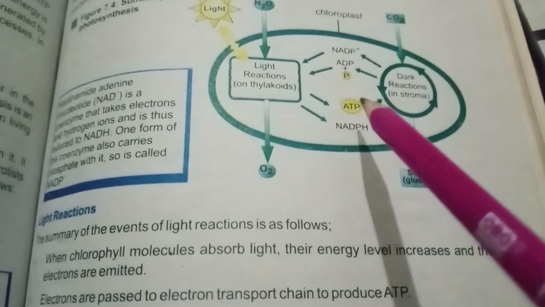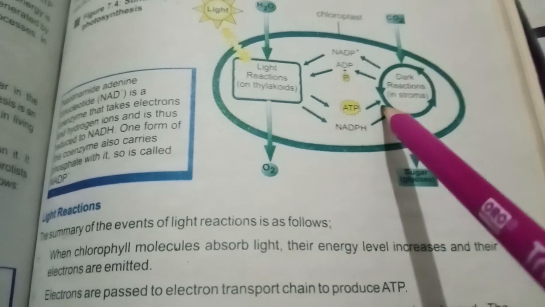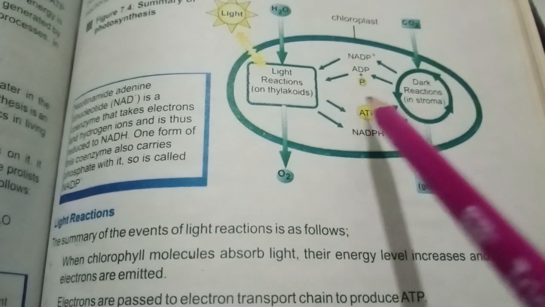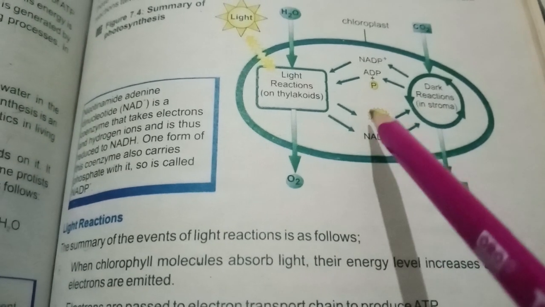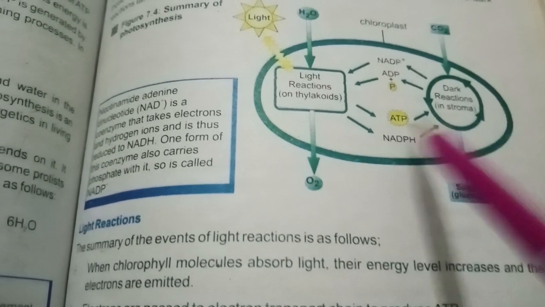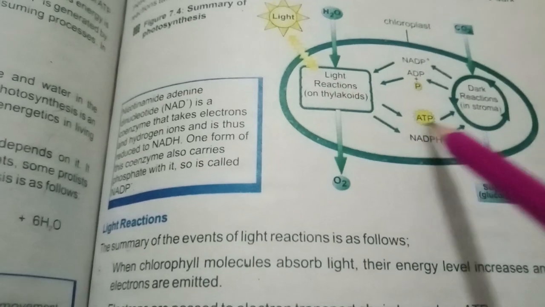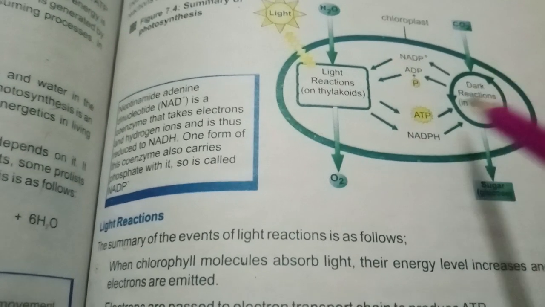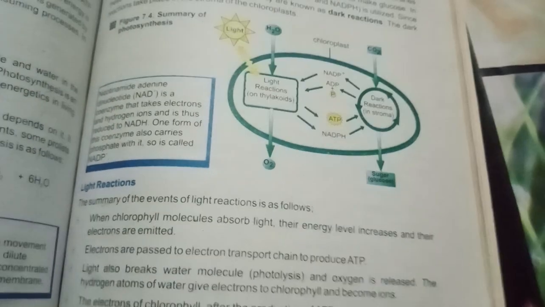These high energy molecules are used in the dark reaction, when sunlight is not used. So the plants use carbon dioxide and make sugar as a high energy molecule.